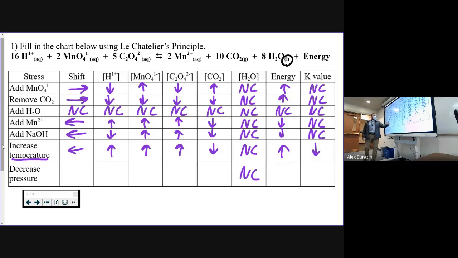If you are shifting to the reactant side, K is getting smaller. If you are shifting to the product side, K is getting bigger. Because it's a ratio, right? Products over reactants. Am I making more products or am I making more reactants? Making more reactants. Okay, K must have gone down. Make sense? Cool. Pressure. What's pressure, Nesmith?